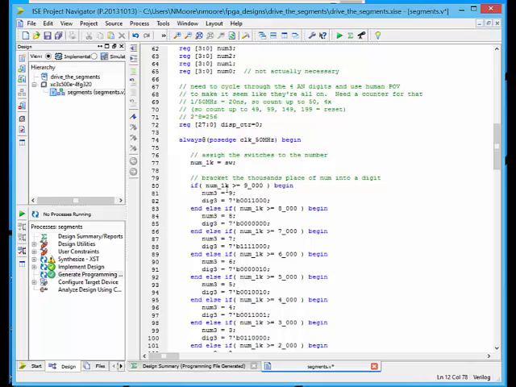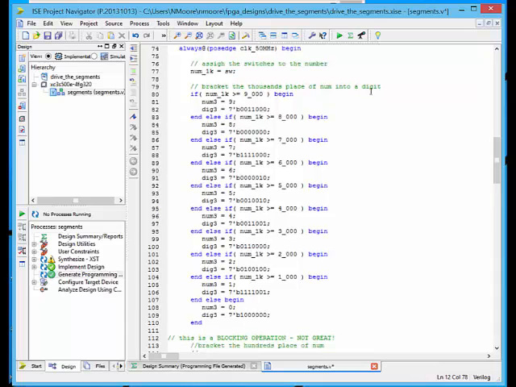Now, if the number is not greater than or equal to 9,000, maybe it's greater than or equal to 8,000. If it is, then this digit in the thousandth place is 8. And the digits I'm going to display are everything 0. Remember, active low, and this is the number 8. So the code follows this pattern for the thousandth place.